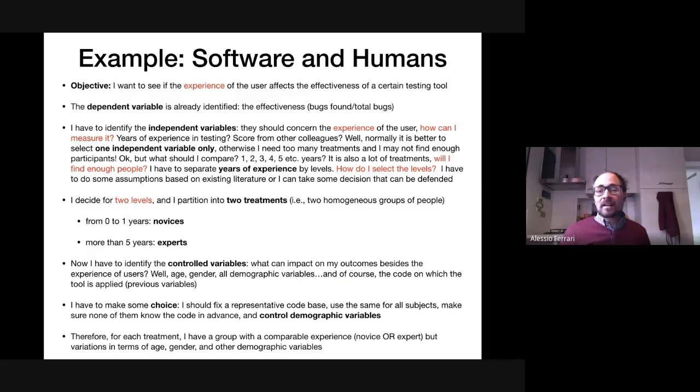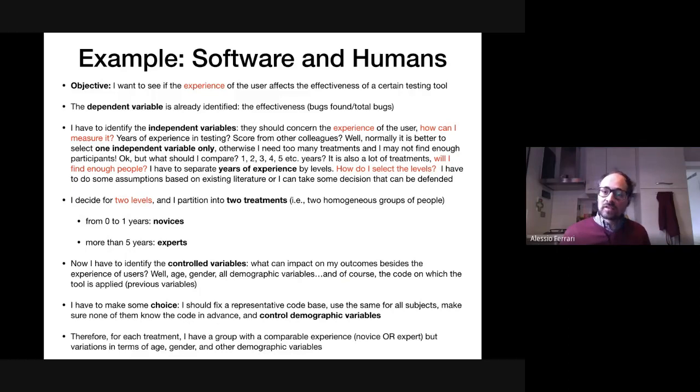So in general, it is better to select one independent measure for the variable. Otherwise I may need too many treatments and might not find enough participants. So it is better to select one of these measures and justify it. Since it is easier to evaluate, although not necessarily perfect, I consider the years.